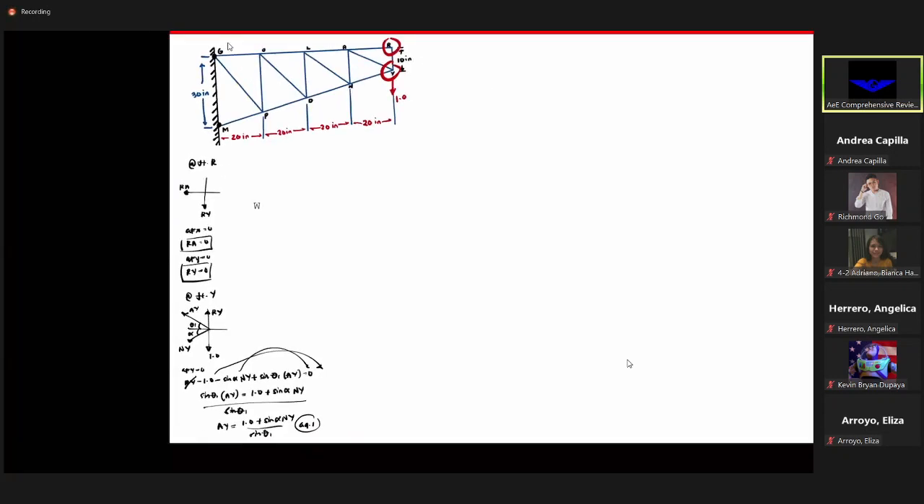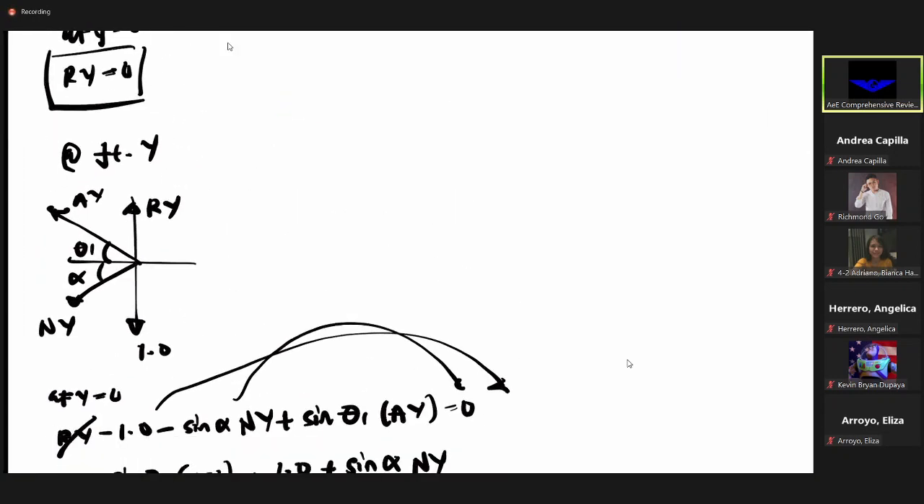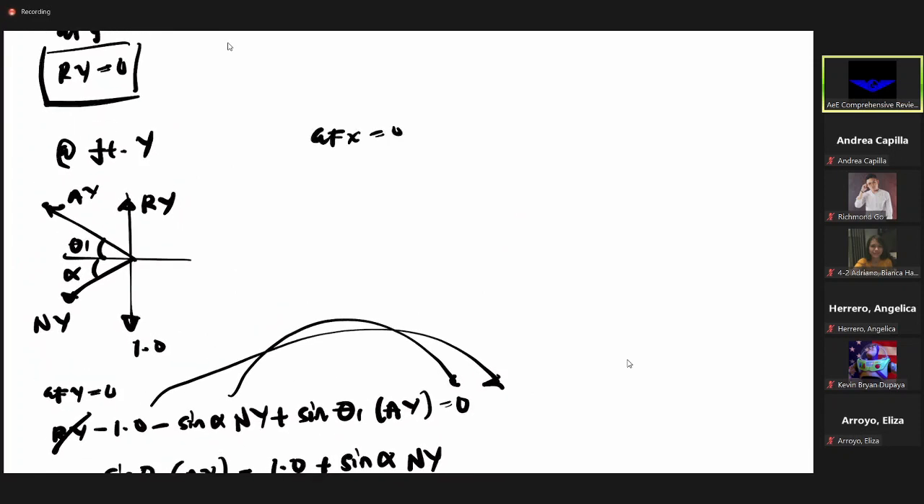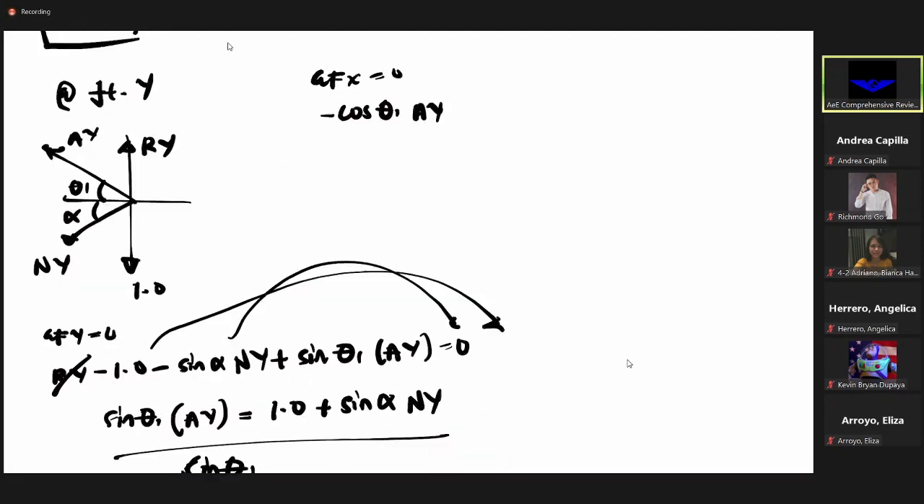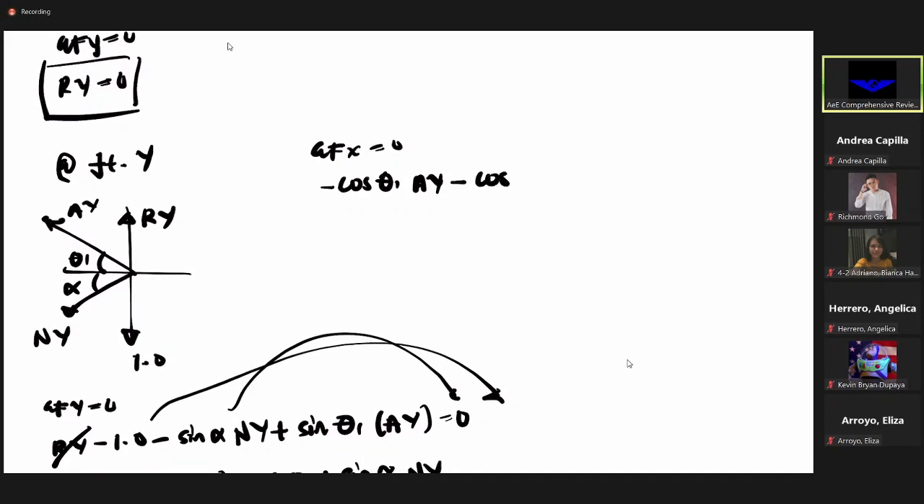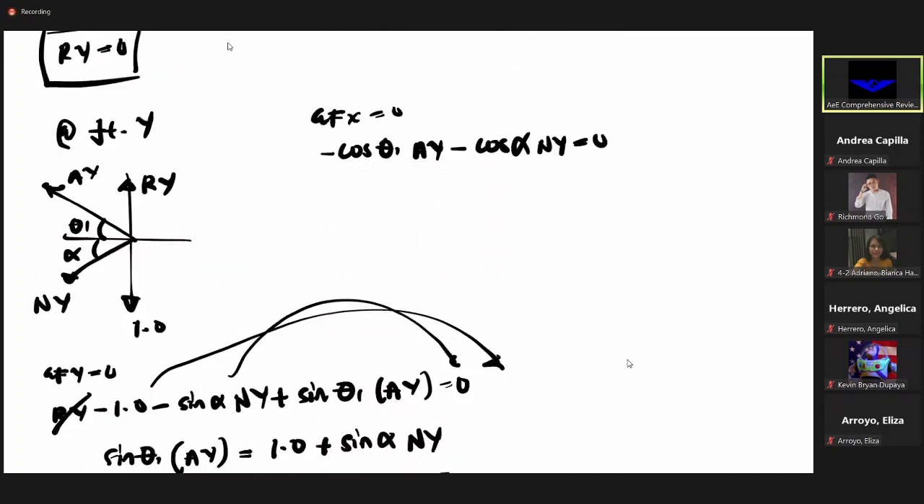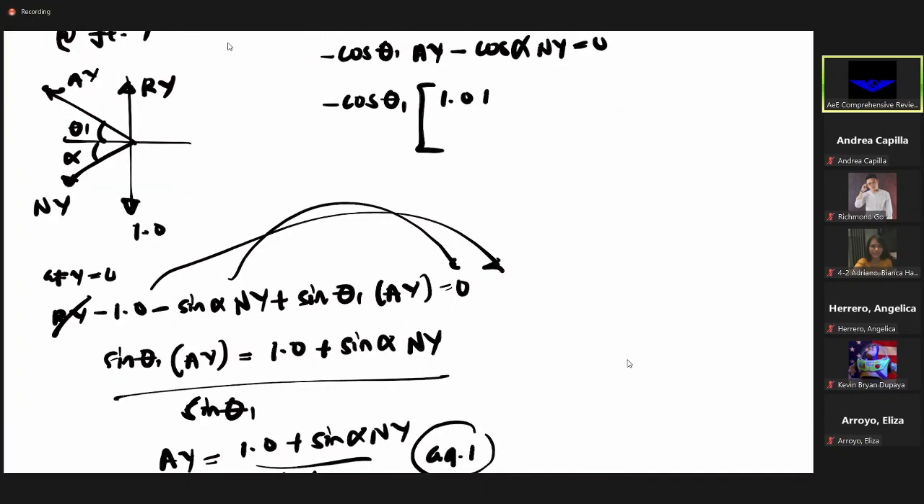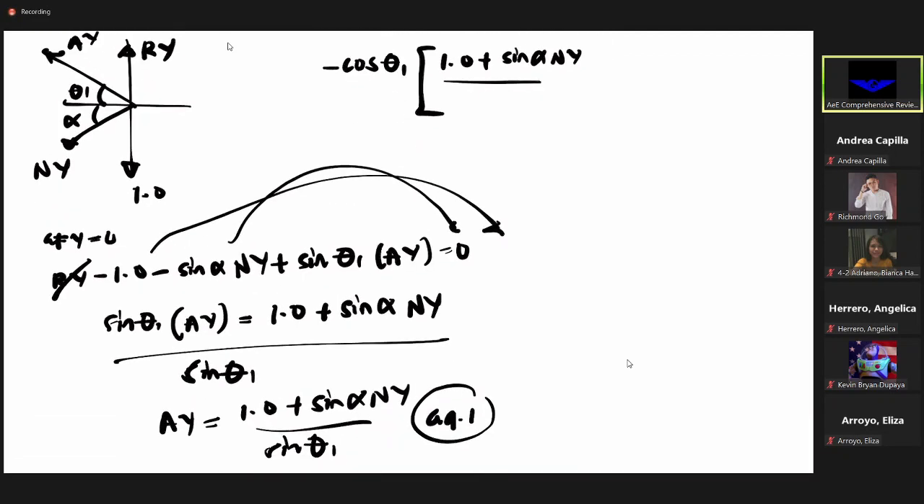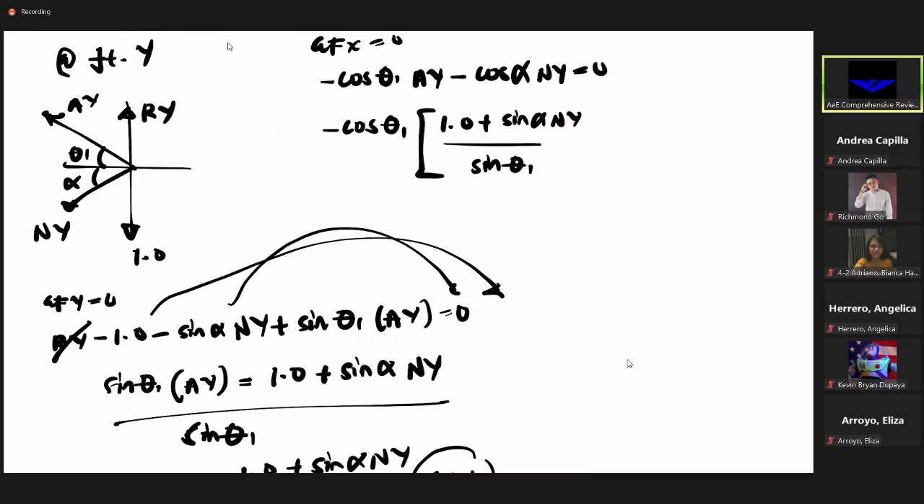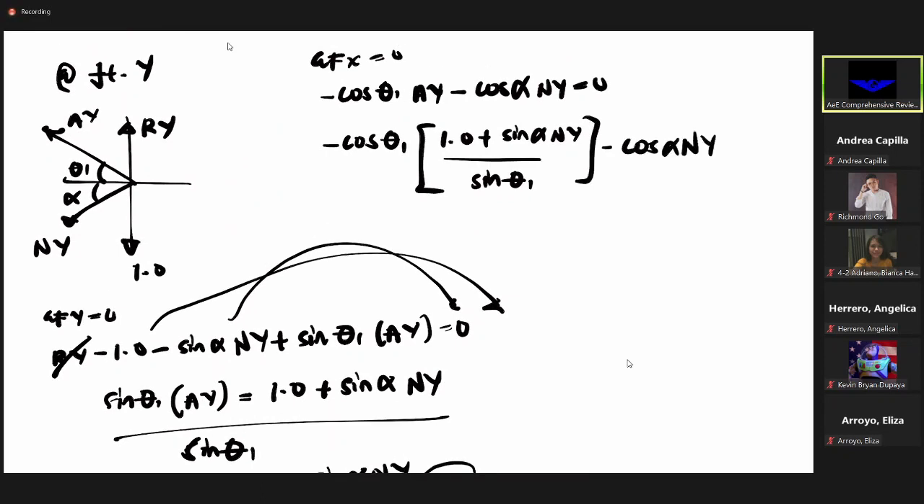After nyan, summation forces X ka. Okay. So dito na lang, summation forces X is equal to 0. Meron tayong cosine theta sub 1 negative AY. And then negative cosine alpha NY is equal to 0. However, no, yung AY natin is galing sa equation 1. So pasok lang natin yan. Negative cosine theta sub 1, 1.0 plus sine alpha NY over sine theta sub 1 minus cosine alpha NY is equal to 0.